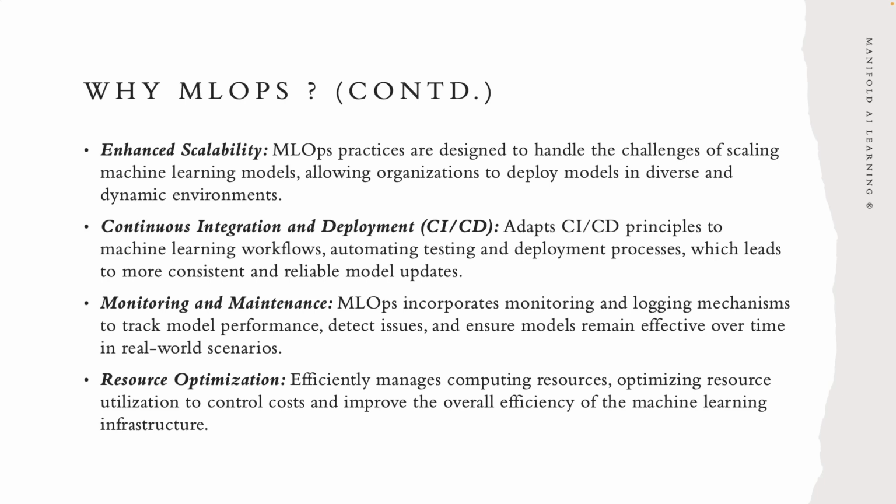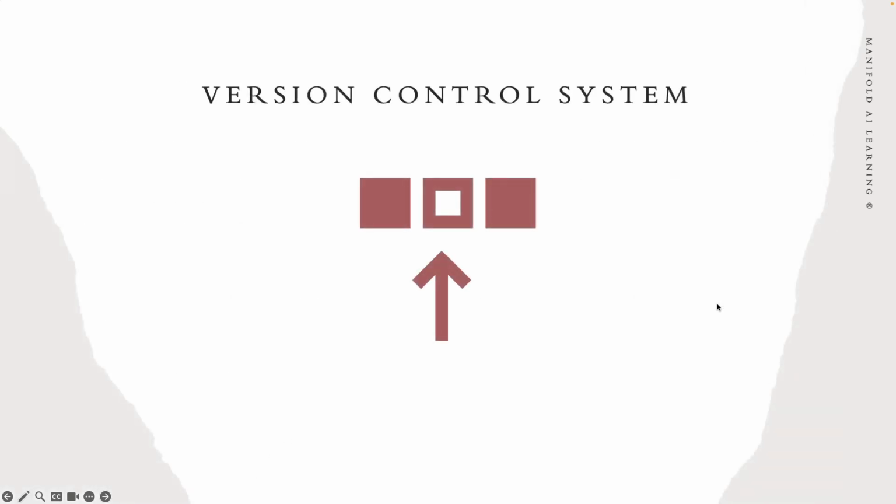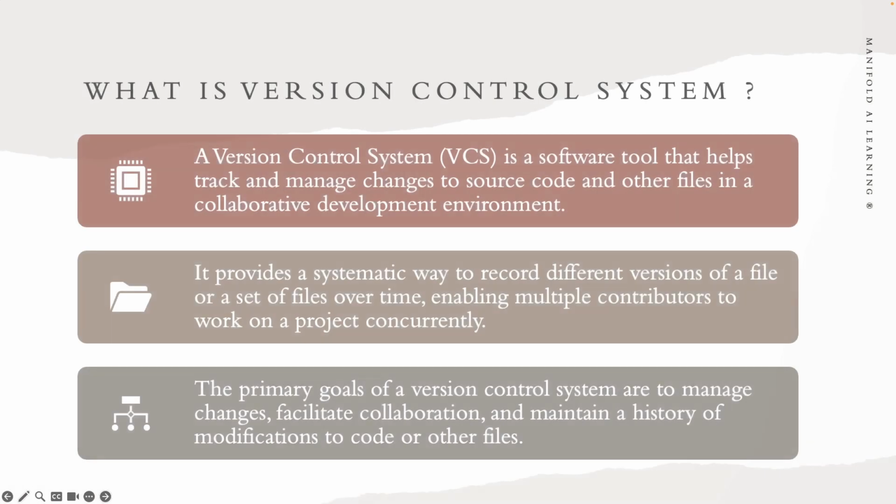Now, as you have learned about the importance of MLOps, let's look into the next concept that we have as part of today's session, that is the version control system. Let's understand what exactly a version control system is. Sometimes people also call it VCS. A version control system is a software tool that helps us track and manage the changes to the source code as well as other files in a collaborative development environment. Now, why is this important?